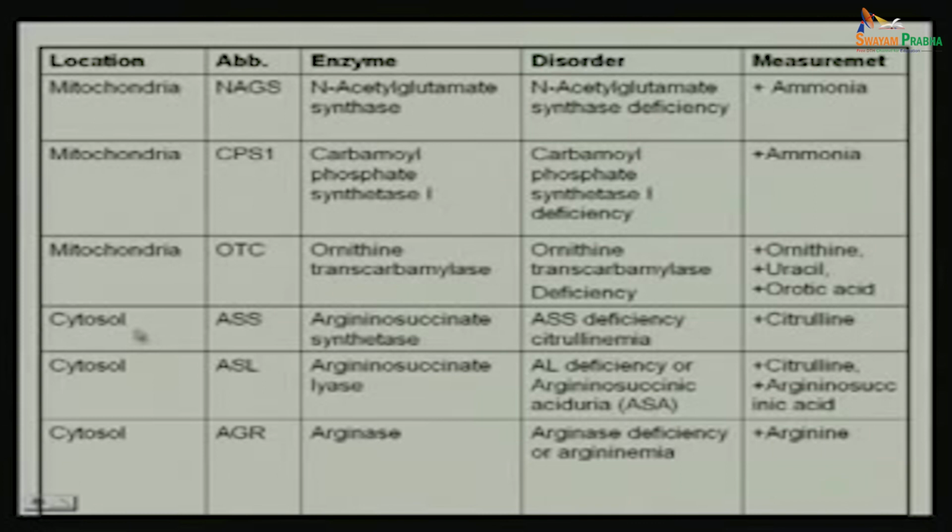When we consider the cytoplasmic enzymes, there is the arginosuccinate synthetase enzyme, and if it is not there, its deficiency is called citrullinemia, and here the citrulline concentration in the blood goes up. If arginosuccinate lyase is deficient, it is called AL deficiency or arginosuccinic aciduria, and here the citrulline and arginosuccinic acid concentrations in the living system go up.